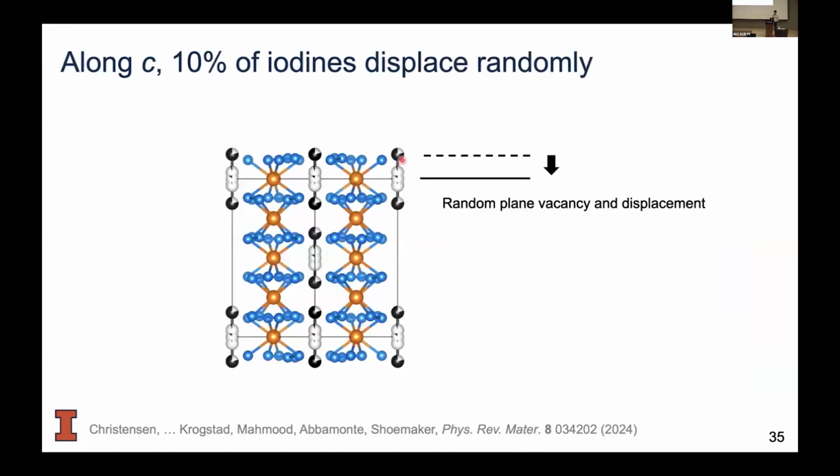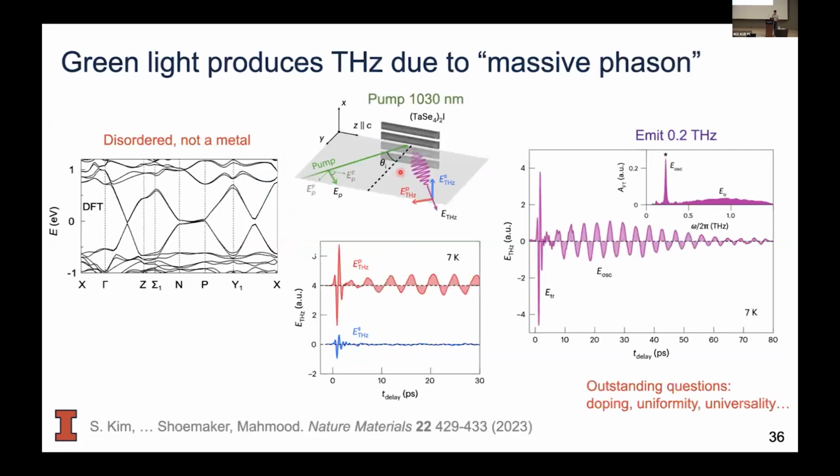And so what that represents is that we're taking iodines off this ideal site, and every once in a while, so in our model, we take 10% of them and just move them to the adjacent, now vacant site. And that produces this streaking intensity along L. So there are these two coexisting forms of disorder in this material. And we said that this should give you some sort of response.